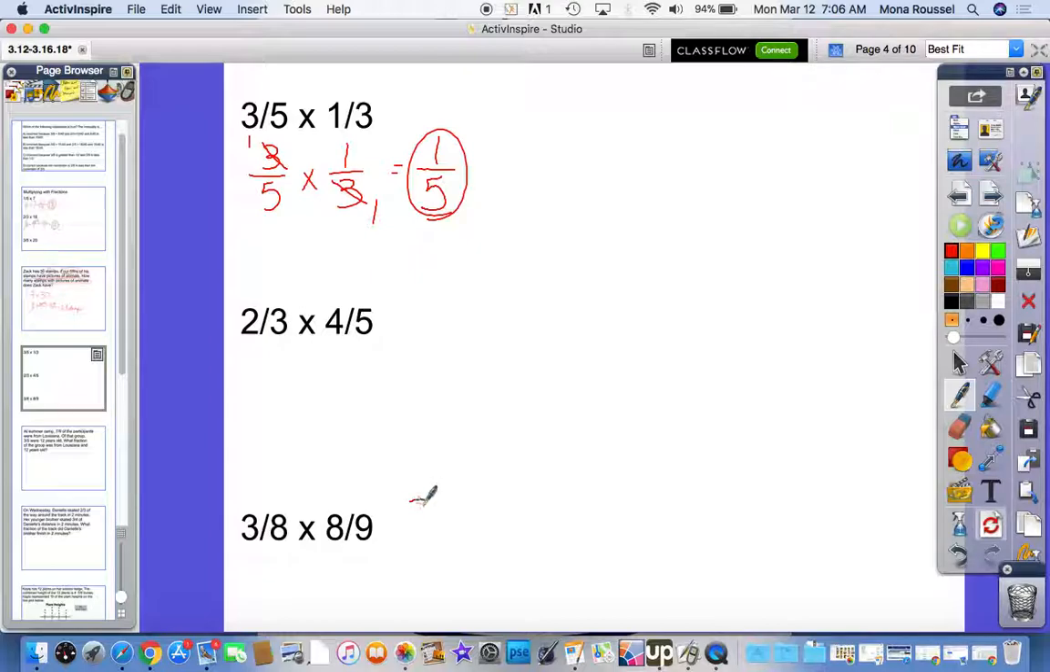Down here we have 3/8 times 8/9. We see if we can cancel. We can't reduce anything with the 3 and the 8, but both 3 and 9 can be divided by 3. 3 goes into 3 once, 3 goes into 9 3 times. Then we try the other numerator. Nothing can go into both 8 and 3, but here we have 8 and 8. 8 can go into 8 once, 8 can go into 8 once. So now we multiply. 1 times 1 is 1. 1 times 3 is 3. 1/3 is not improper and cannot be reduced.